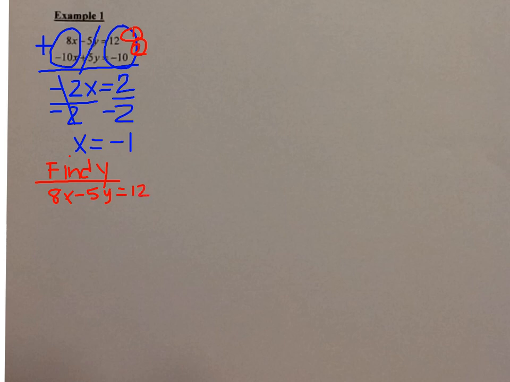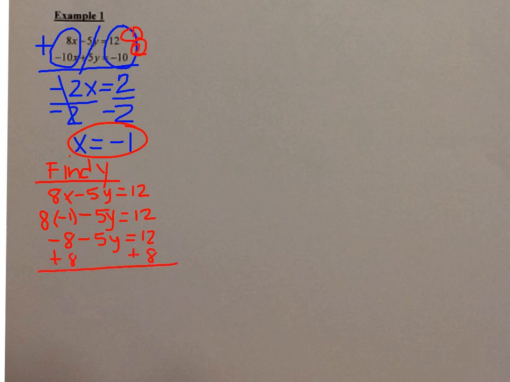So we're going to plug in x is negative 1. So 8 times x, which is negative 1, minus 5y equals 12. 8 times negative 1 is negative 8. Minus 5y equals 12. Plus 8 to both sides because we're solving for y. So negative 5y equals 20. Divide both sides by negative 5. 20 divided by negative 5, y is equal to negative 4.